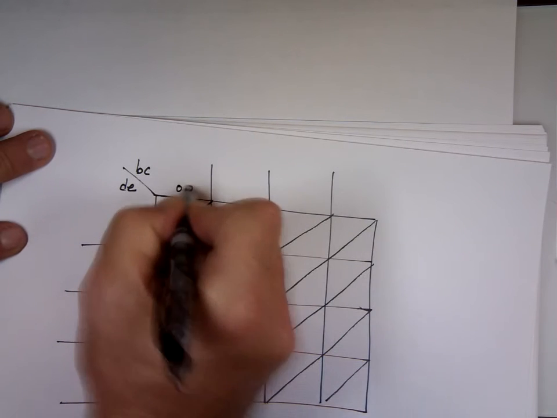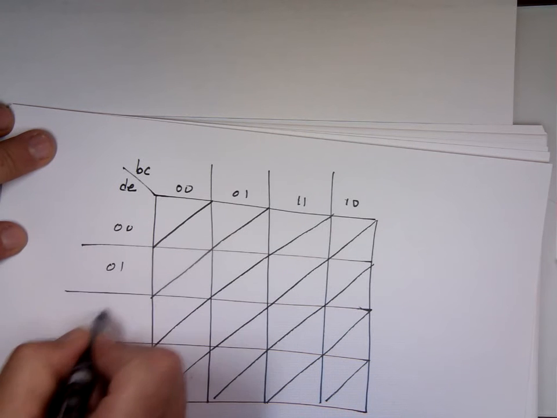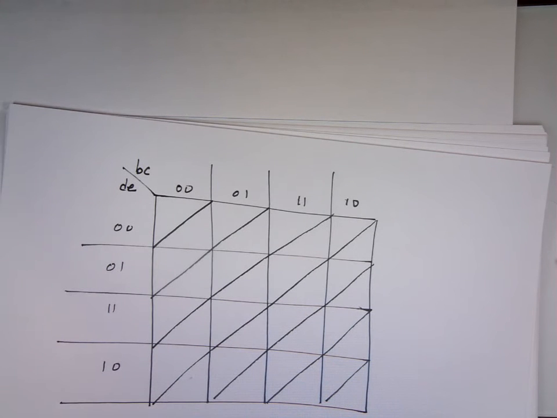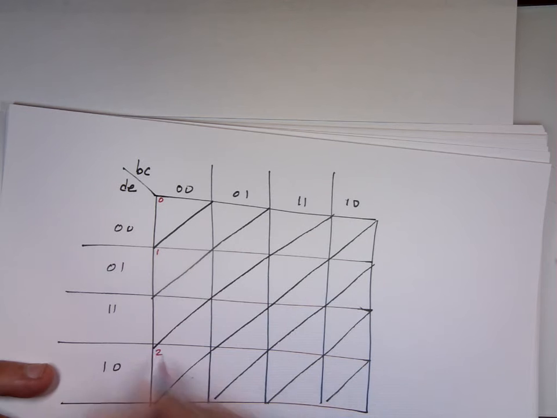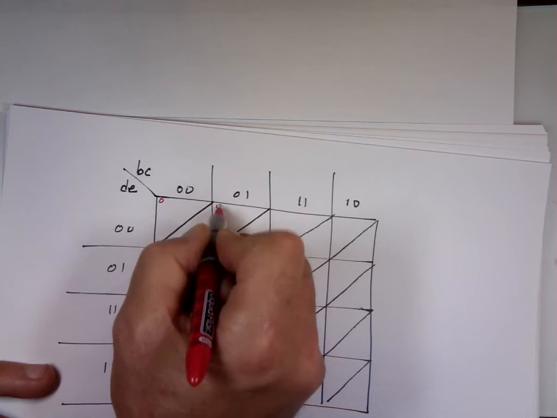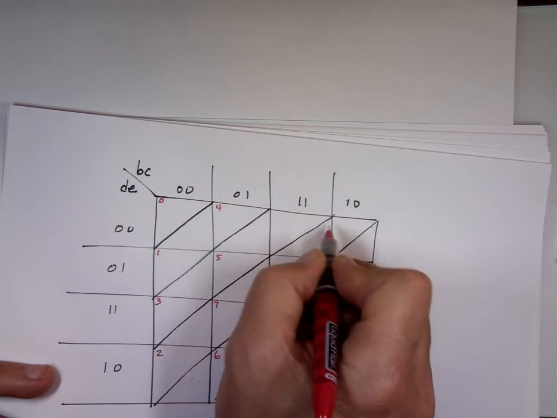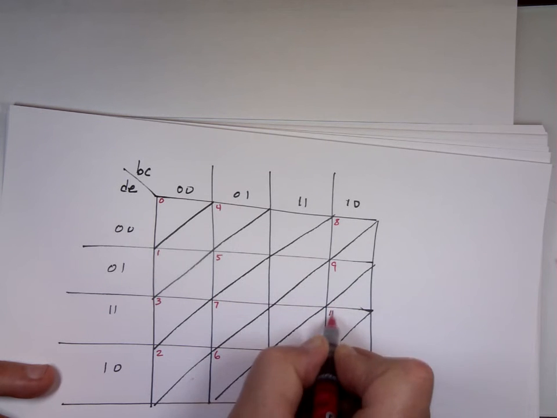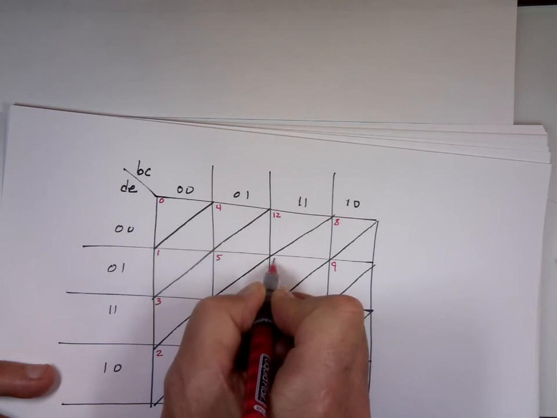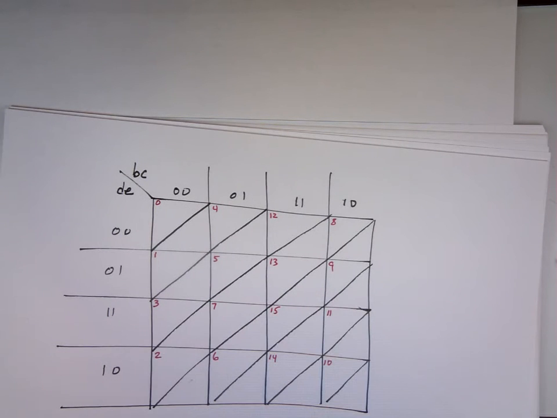So 0, 0, 0, 1, 1, 1, 1, 0, 0, 0, 0, 1, 1, 1, 1, 0. The numbering for these is the top half when A is 0. So this is 0, 1, 2, 3, 4, 5, 6, 7, 8, 9, 10, 11, 12, 13, 14, 15. Now we use the bottom half when A is 1.